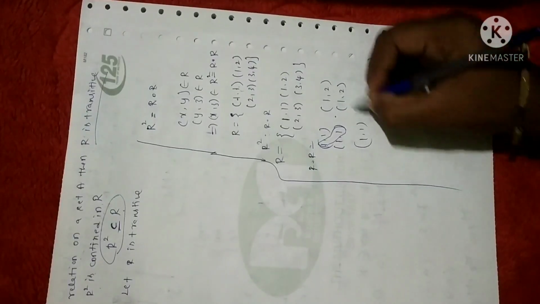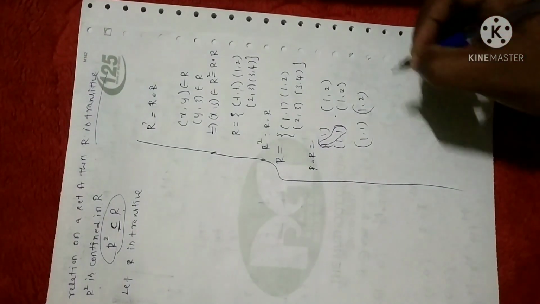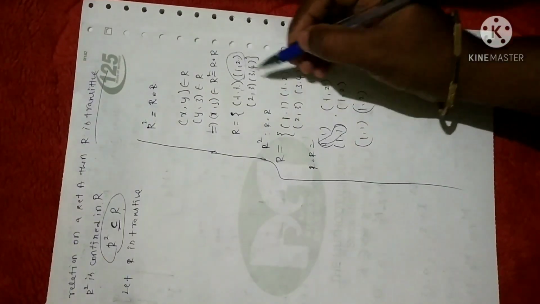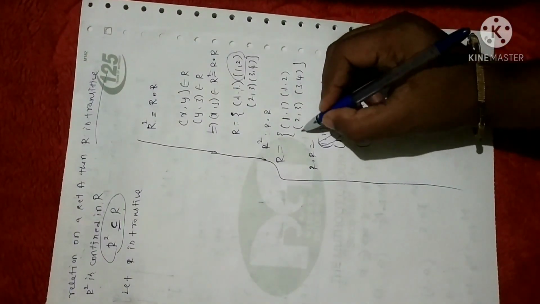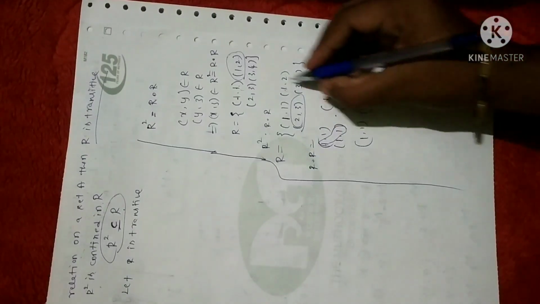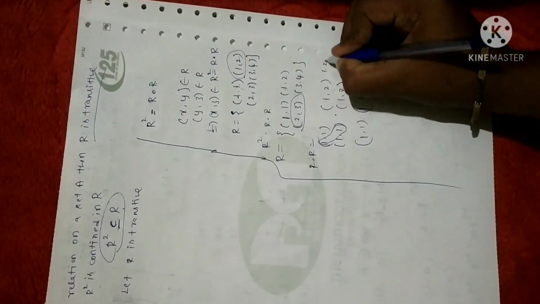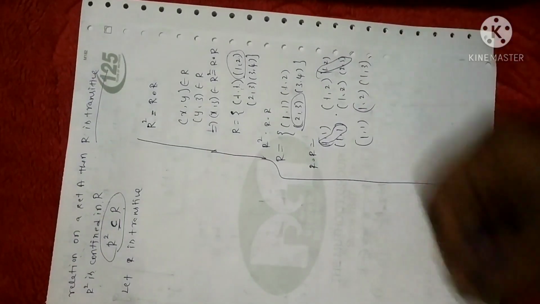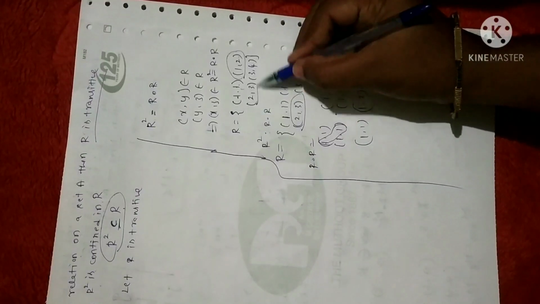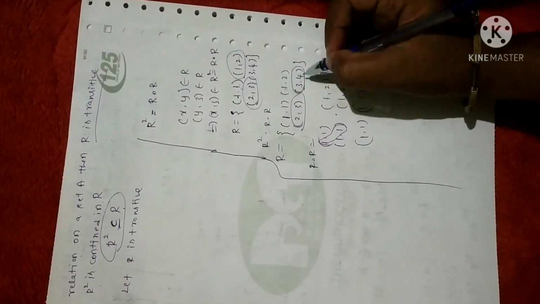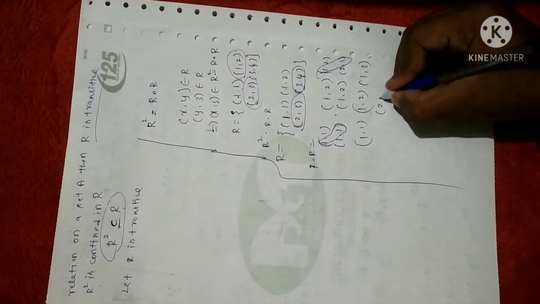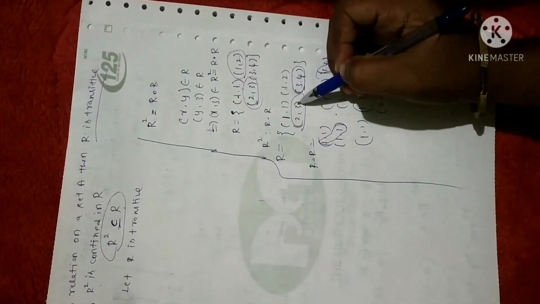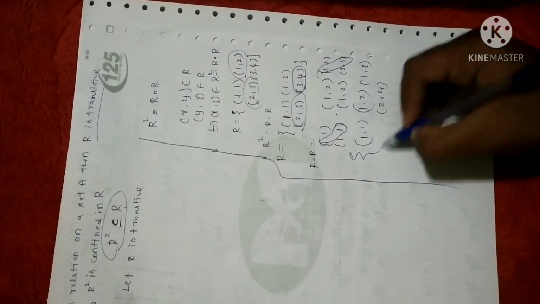So I have to write 1 1 and 1 2. Next, suppose I am going to take 1 2, I have to look at an element which starts with 2. Yes, 2 3. In the sense I have chosen 1 2, I have to take 2 3. So I have to write 1 3. And next, when I am going to take 2 3, I have to take 3 4. Again I have an element 2 4. When I am going to take 3 4, no element starts with 4 in R. So that is what R square is.